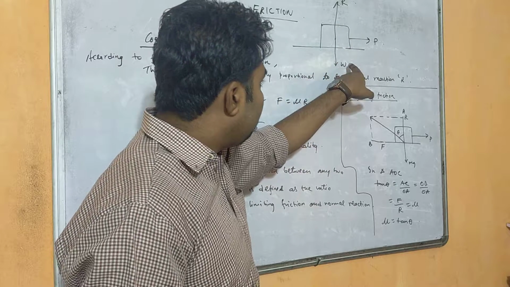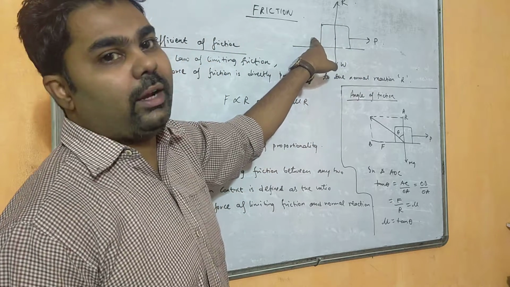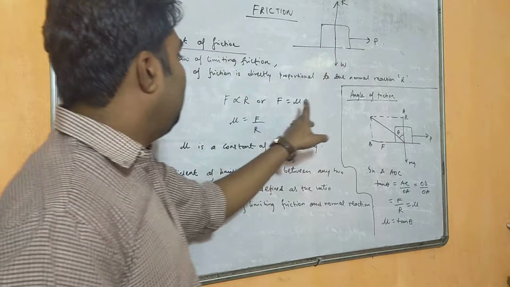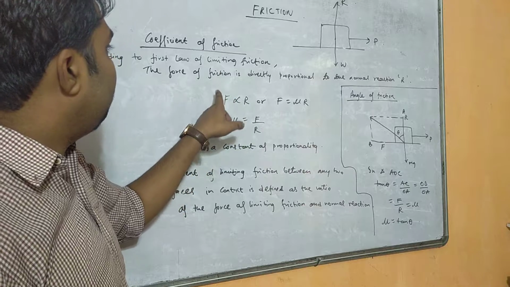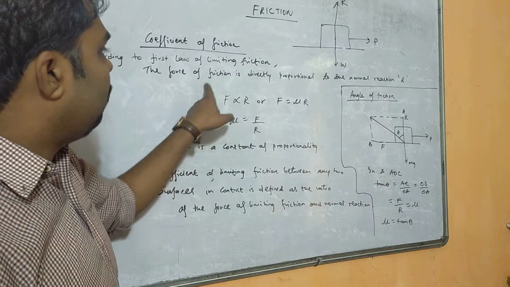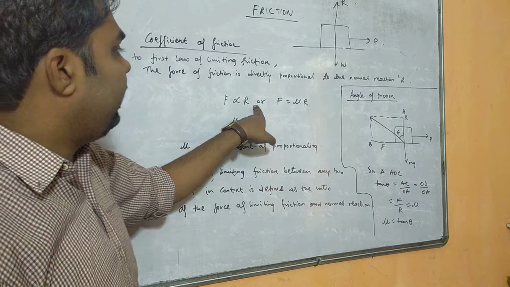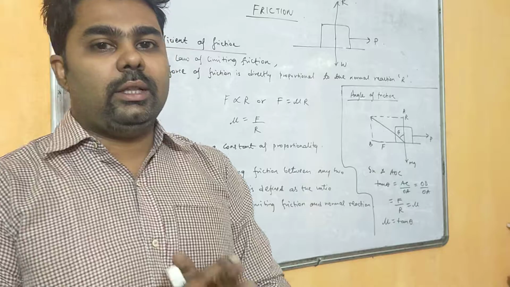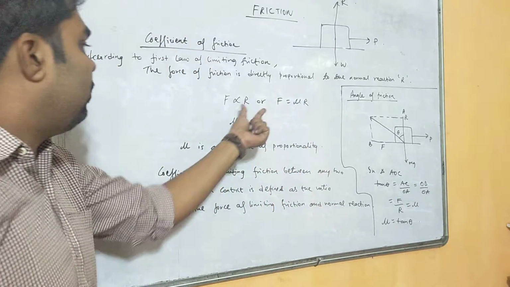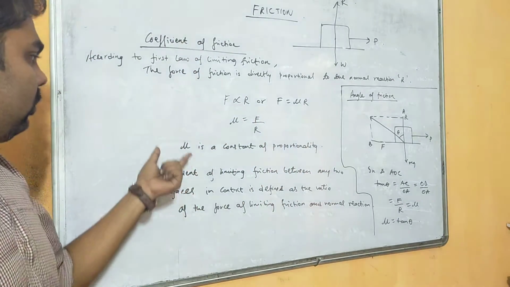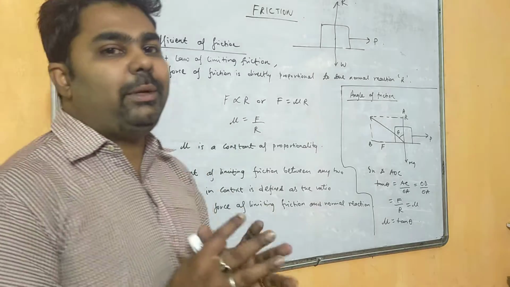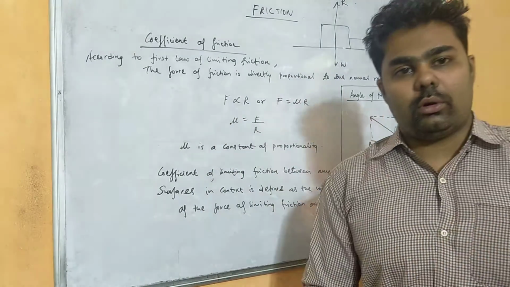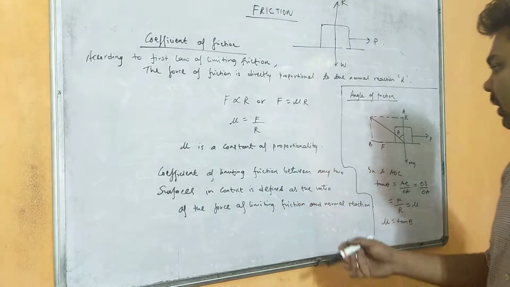Because of this weight only, frictional force acts. So W is directly proportional to R, or F is directly proportional to R. So F is the limiting friction or force of friction, which is directly proportional to reaction force. If this proportionality sign goes, we get a constant of proportionality, that is called mu. So mu equals F by R. Now this mu is called the coefficient of limiting friction. Coefficient of limiting friction is defined as the ratio of limiting force to normal reaction.